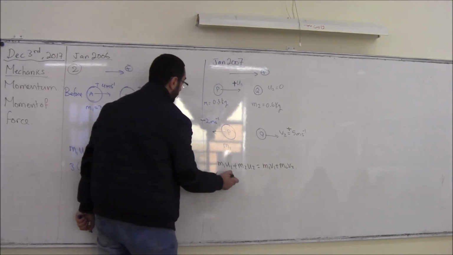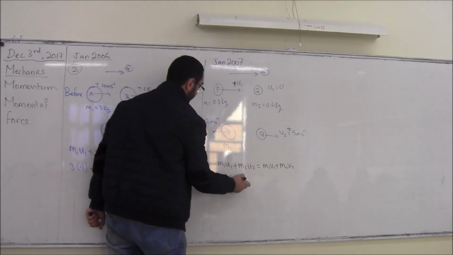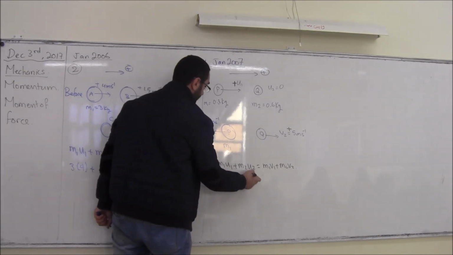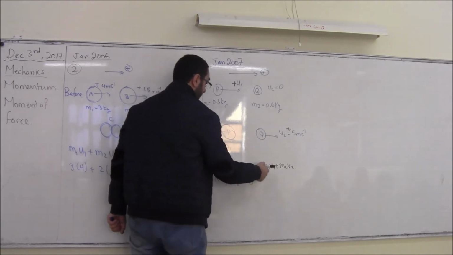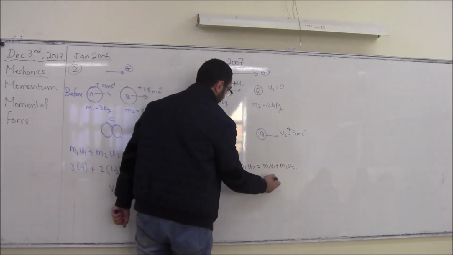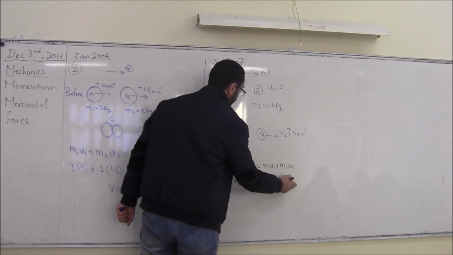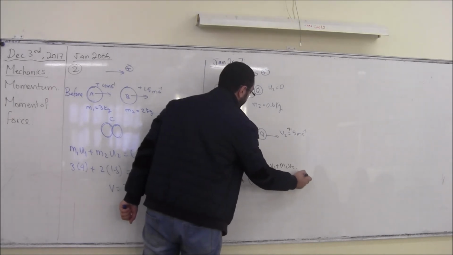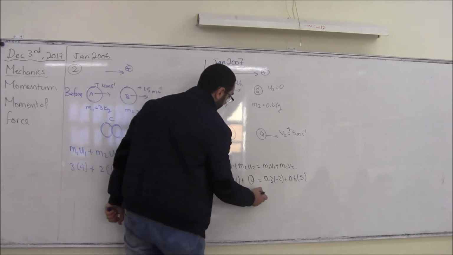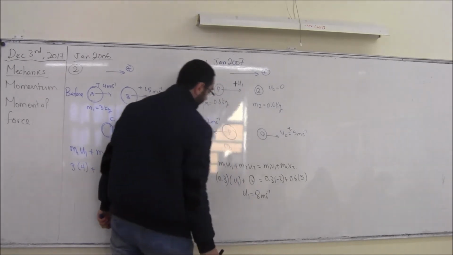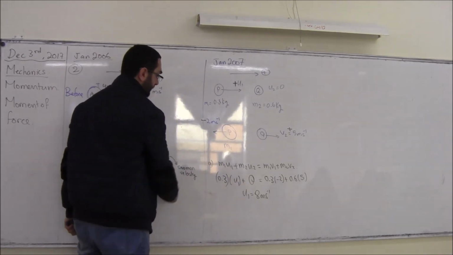M1 is 0.3, U1 we need to find it. M2 U2 is 0 actually, right? Because it was at rest, momentum before. 0.3 times U1 equals 0.3 times minus 2 plus 0.6 times 5. So U1 equals 8 meters per second. This is part A, I think.